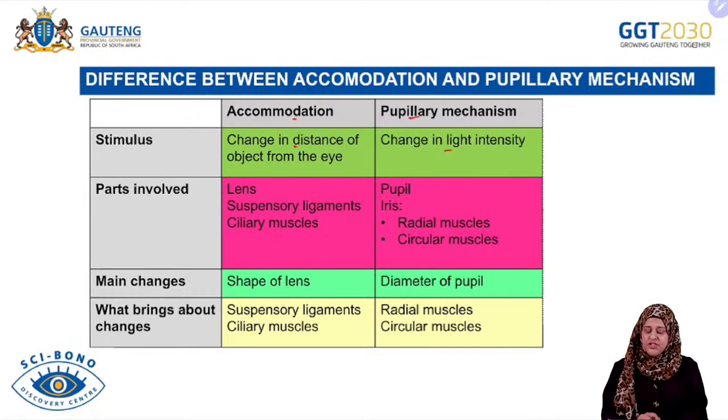What happens? The main changes. The shape of the lens changes during accommodation because it's elastic. The diameter of the pupil changes in the pupillary mechanism, and that diameter is controlled by the iris, which has the radial and circular muscles, as I said above. What brings about these changes? In accommodation, it's the suspensory ligaments and the ciliary muscles, and in the pupillary mechanism, it's the radial muscles and circular muscles.